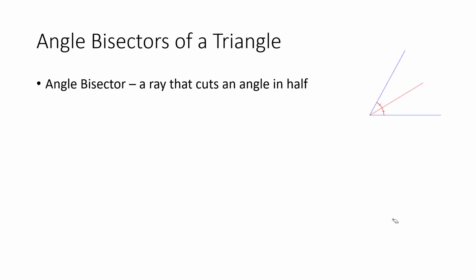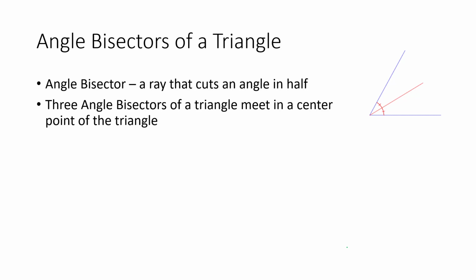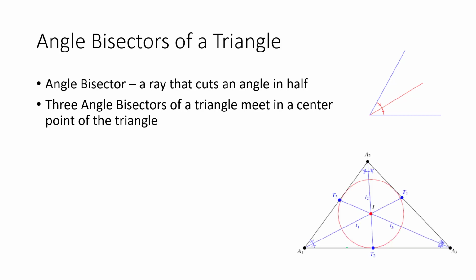Another type of center can be found using what we call an angle bisector. So instead of bisecting a side, now we're going to bisect an angle. This is where we draw a ray in that's going to cut this blue angle into 2 equal pieces. They are congruent and equal to each other. The 3 angle bisectors from a triangle, as you might expect, meet at a center point in the triangle. So notice in this triangle, we've cut each of the angles in half, and they all meet at this nice center point of the triangle.